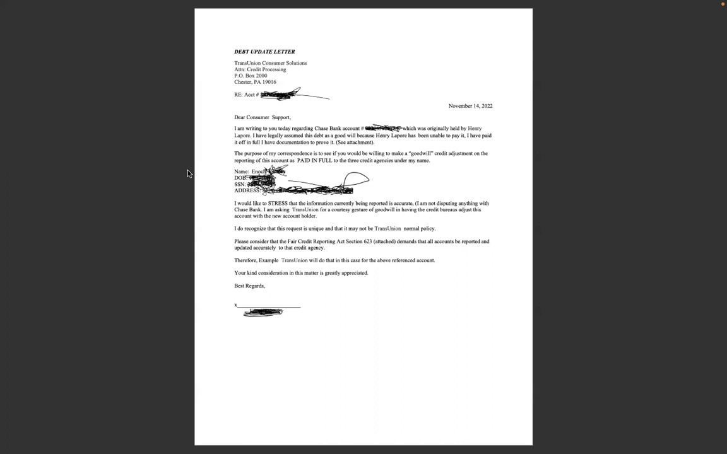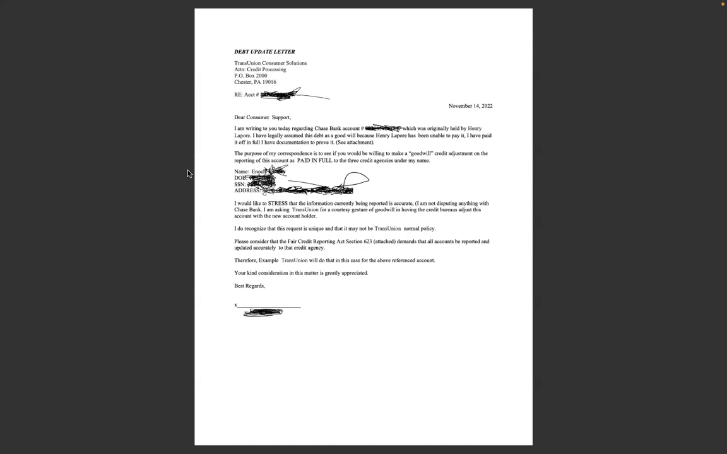I am asking TransUnion for a courtesy gesture of goodwill and having the credit bureaus adjust this account with the new account holder. So pretty much they're not taking anything, they're only adding something to it. So if they add something, you have to show proof of ownership. But at the end, I'm going to show you guys how the law plays a role in this. I would like to stress that the information currently being reported is accurate. I am not disputing anything with Chase Bank.